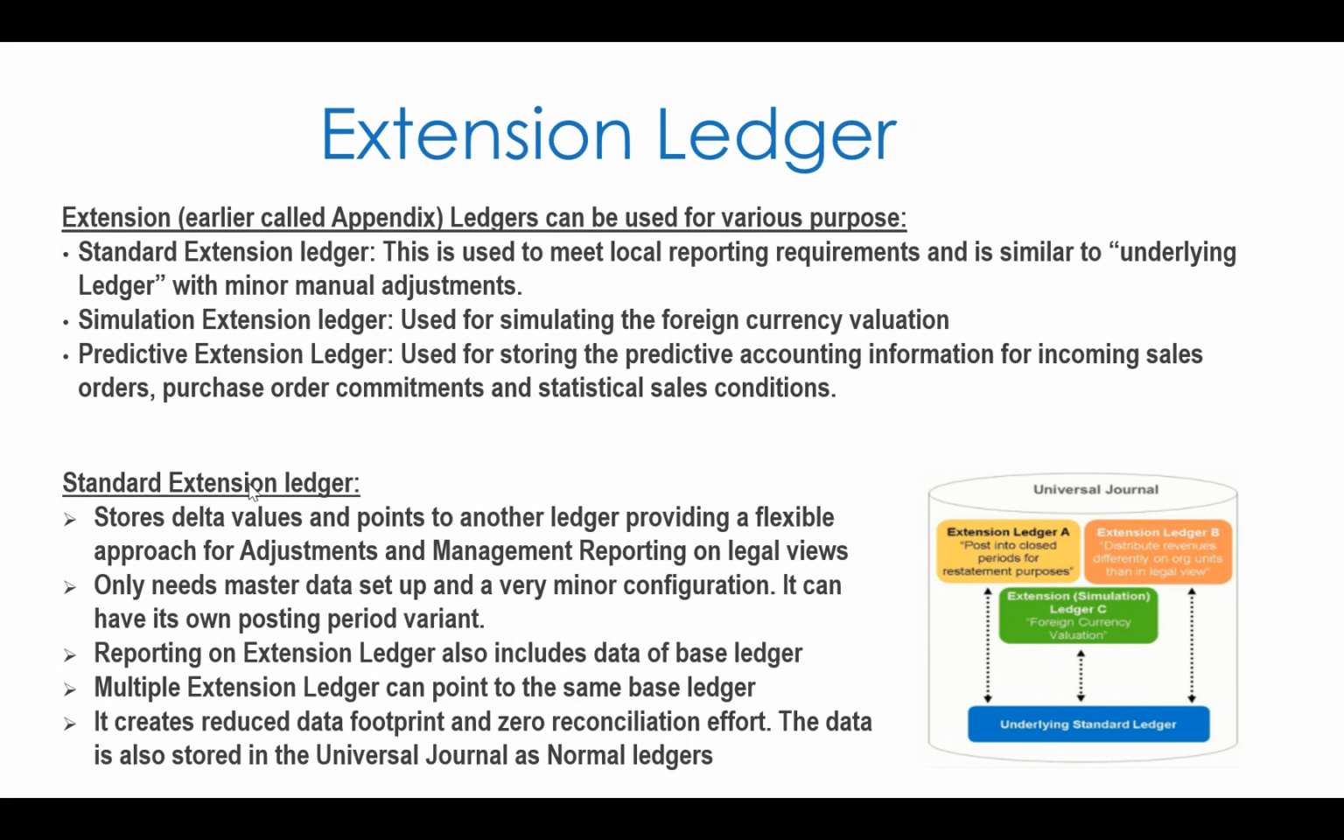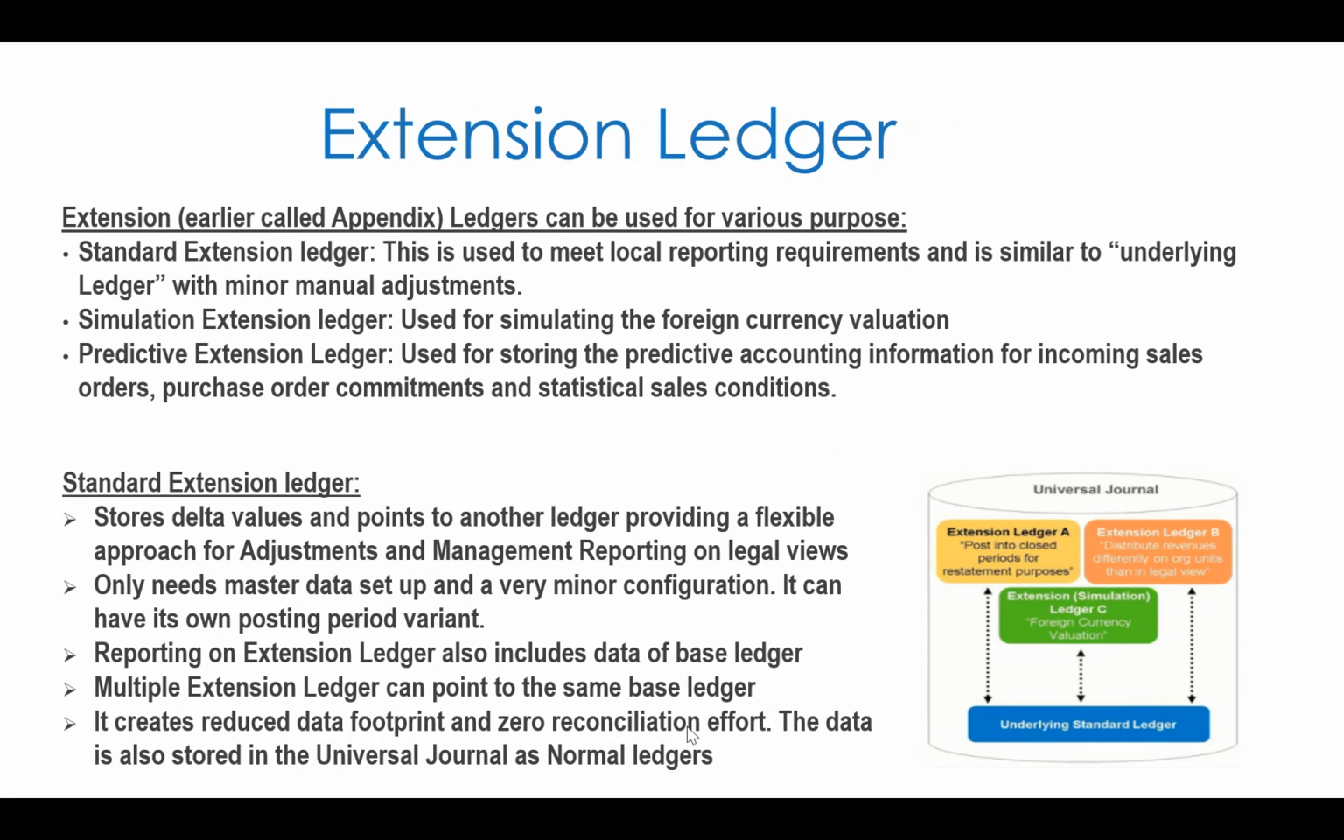Okay, so reporting on the extension ledger includes the base set of ledger, and multiple extension ledgers can point to the same base ledger. So base ledger is what I'm showing on the right part of this slide. The blue portion here is the underlying standard ledger. You have 3 different extension ledgers piggybacking off this. It creates reduced data footprint and zero reconciliation effort, right? Because it's all in the same table, it's just an additional ledger.